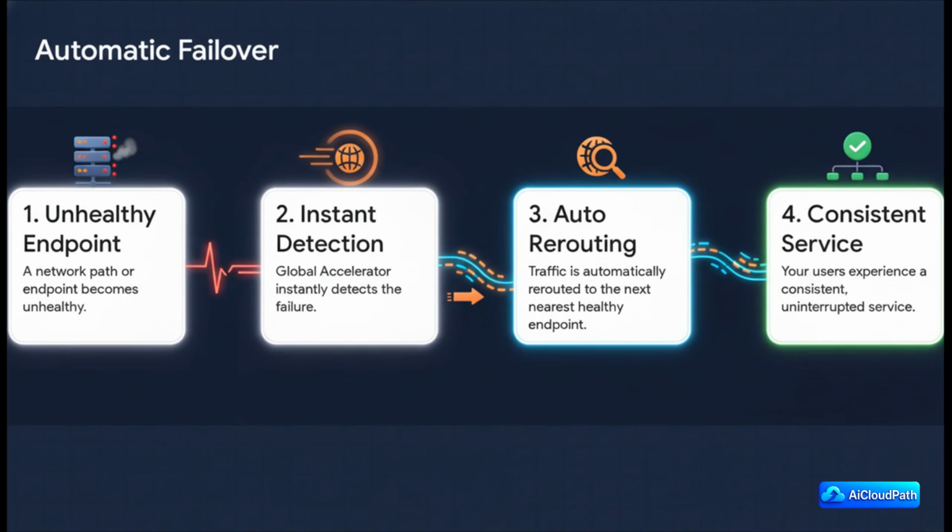But what about reliability? What happens when things go wrong? Well, this is where automatic failover is just incredible. Let's say an application endpoint, like a server in one of your regions, goes down. Global Accelerator spots this almost instantly, and then, with zero manual work from you, it automatically reroutes all that traffic to the next nearest healthy endpoint. The best part? Your users probably won't even notice a thing. The service just stays up, consistent, and available.